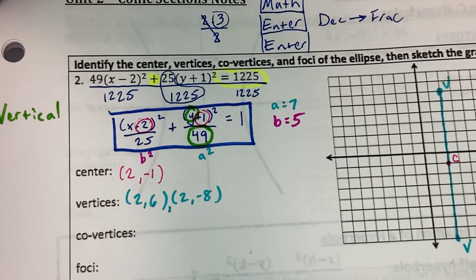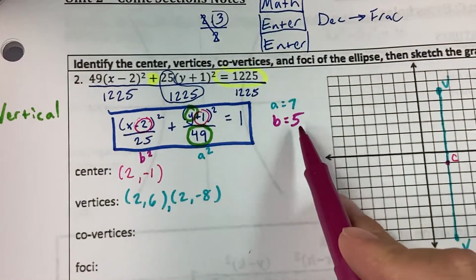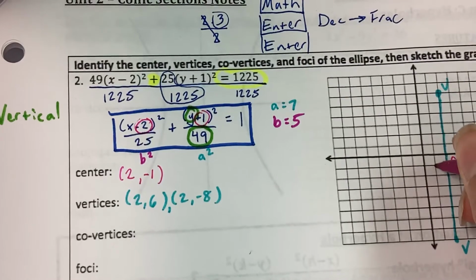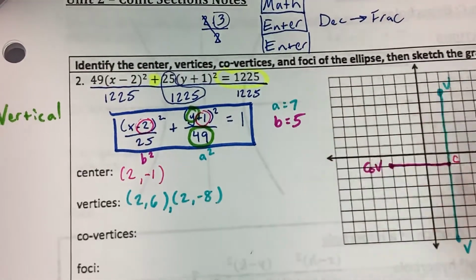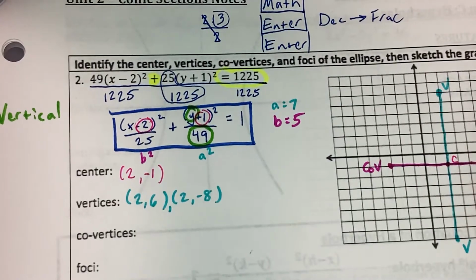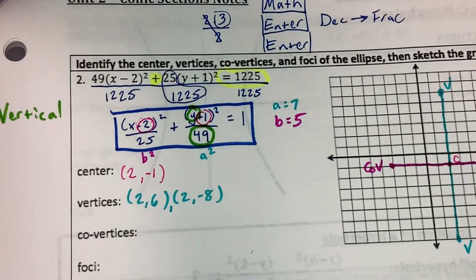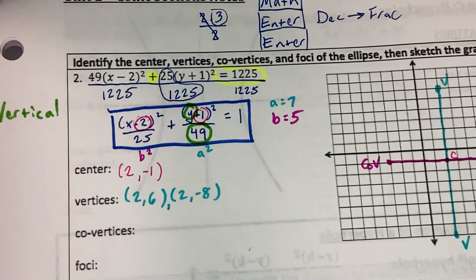Then our minor axis is 2b units long. So 5 units to the left of the center, 5 units to the right of the center. 1, 2, 3, 4, 5. Boop. There's a covertex. And then 1, 2, 3, 4, 5. There's another covertex.